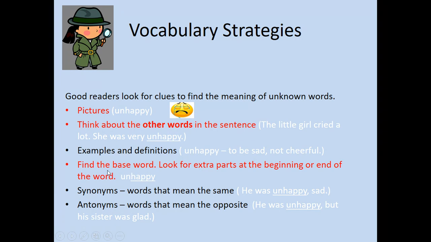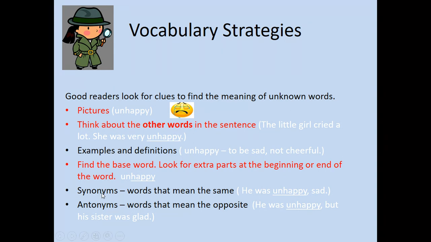You can also find the base word. Look for extra parts at the beginning or end of the word. Take a look at the word unhappy. We see the base word happy. By itself, it means to be happy. But when you add these extra letters, UN, pronounced un, means not. So therefore, unhappy means not happy.